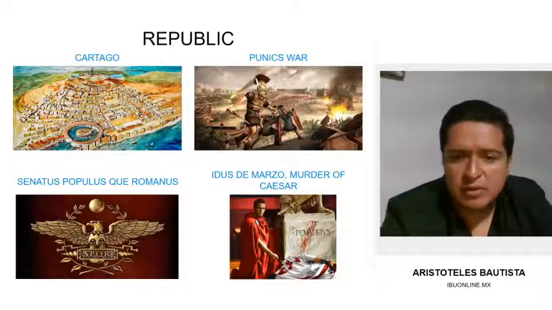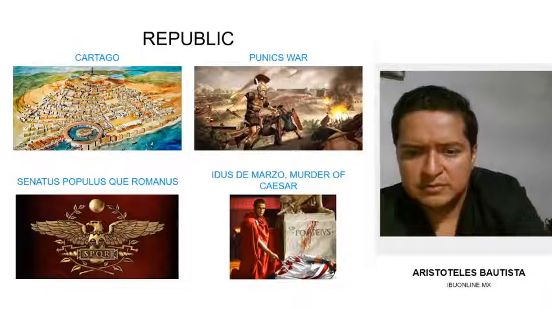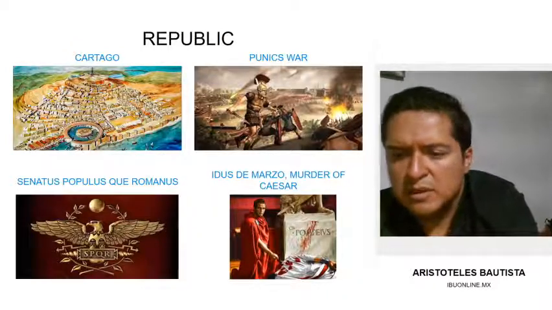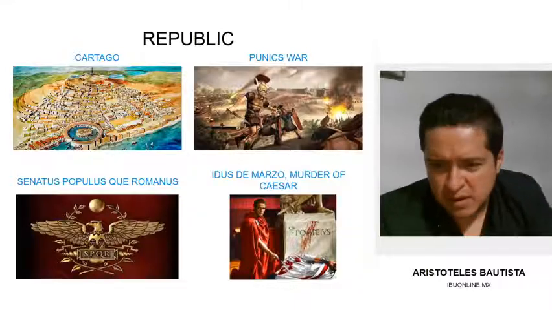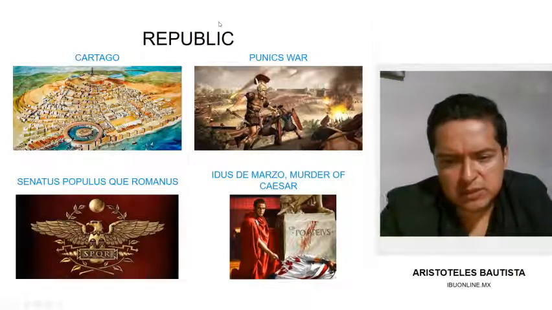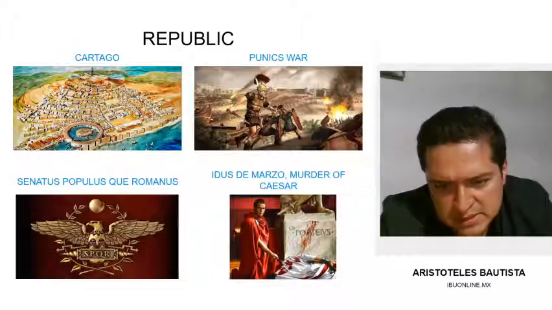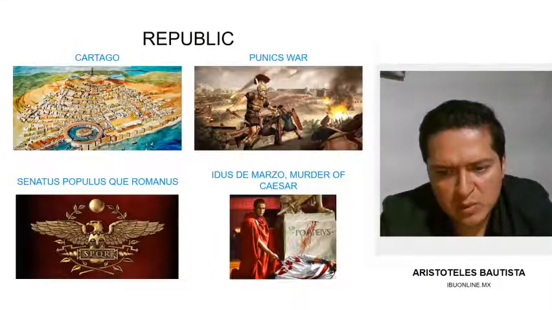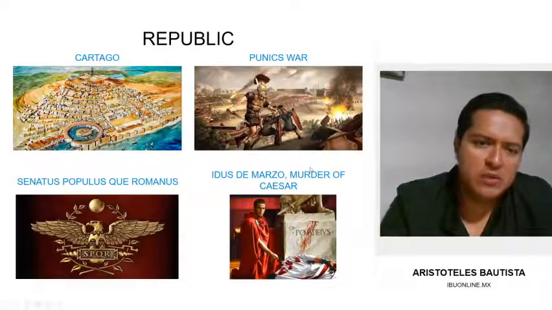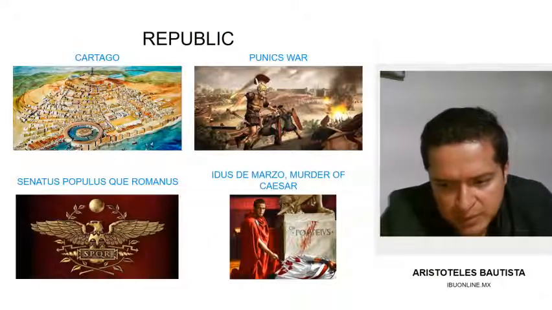So the Senate ordered the killing of Julius Caesar, and this event happened on the Ides of March, in the Senate place, supporting the re-establishment of the Republic, but it didn't work. Why didn't it work when the Senate ordered the killing of Caesar?